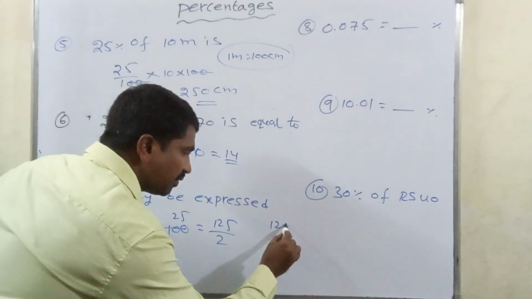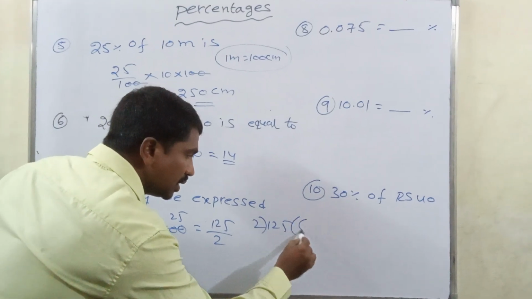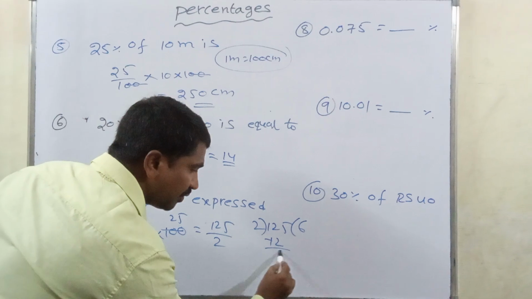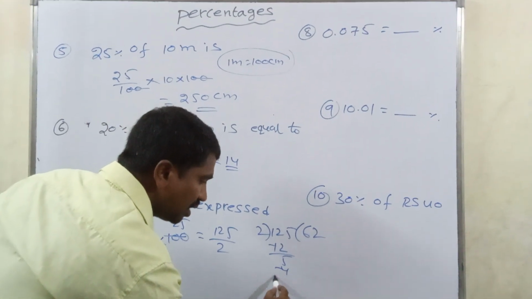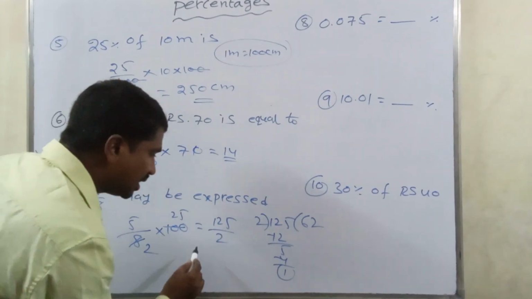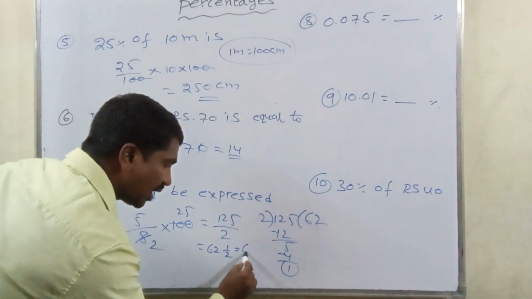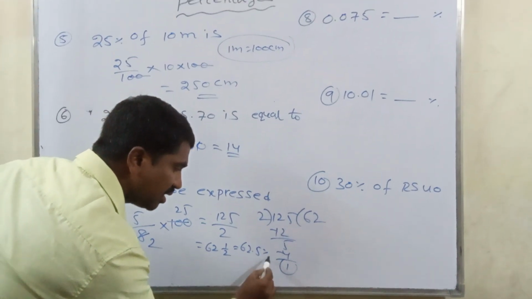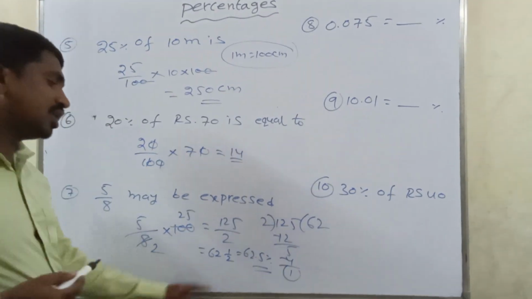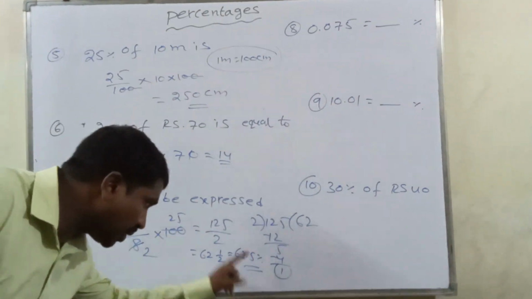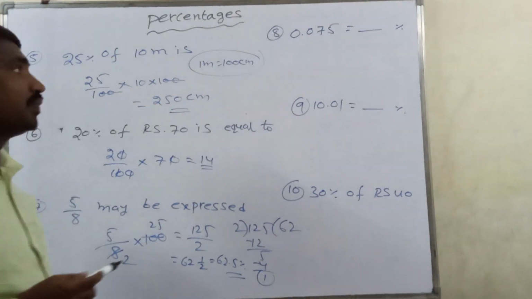So here 125, if you divide with 2, 2 6s are 12, 5, 2 twos 4, 5 minus 4, 1, is nothing but 62 1 by 2. So we can write 62.5%. Half is nothing but 0.5, 62.5 percentage value.